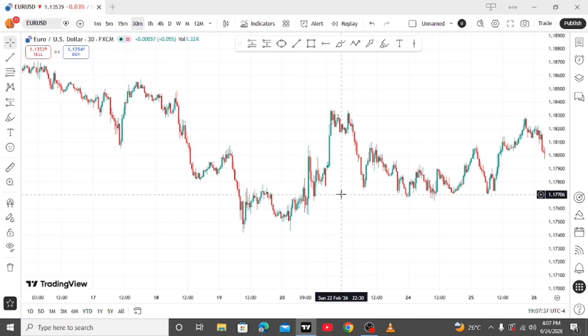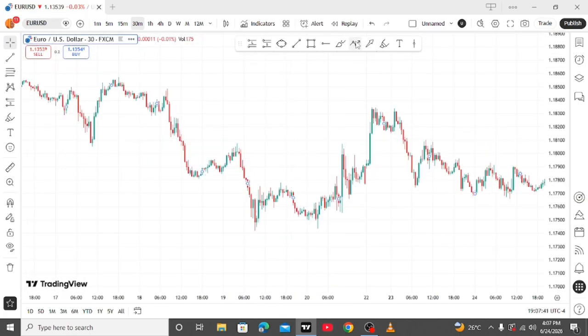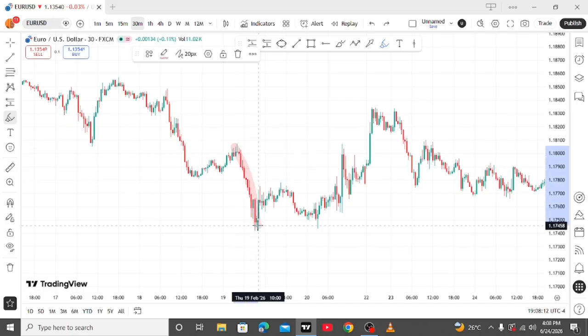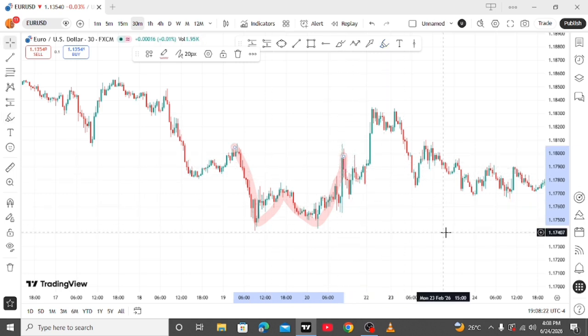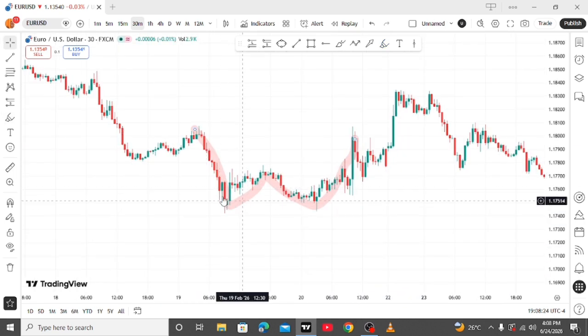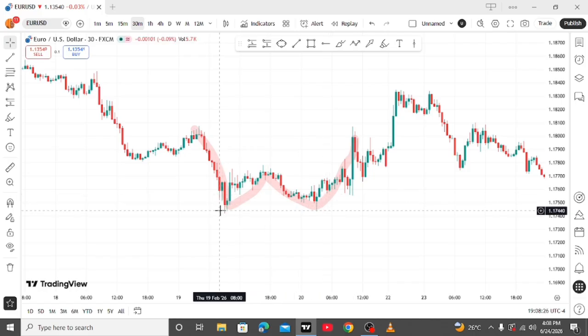So as you can see right here, we have a pattern. The market goes down, goes up, goes down, giving us a double bottom, and then goes up, breaking the neckline of the double bottom. How do we know this is a double bottom? Because we are seeing two equal lows. This is a low and this is a low, and they're both equal.